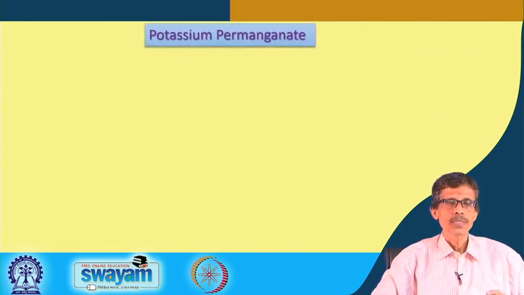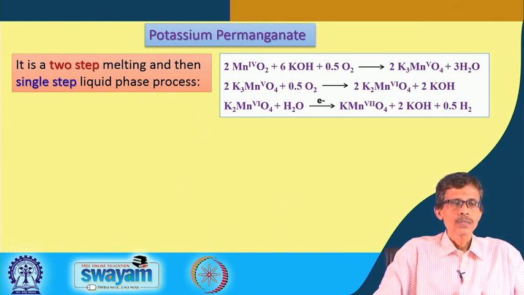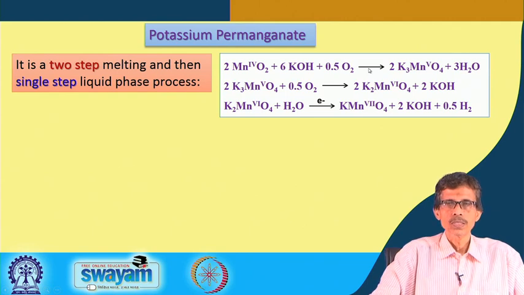Then we will quickly see how we can use the ore for preparation of a very useful manganese compound, which we use in our laboratory also, potassium permanganate. It is basically a 2-step process: first the melting, and then a single step liquid phase process. The first step is the thermal fusion reaction, where pyrolusite is taken with KOH and with a sufficient amount of oxygen, which can be supplied from solid sodium carbonate, giving you the corresponding K3MnO4.